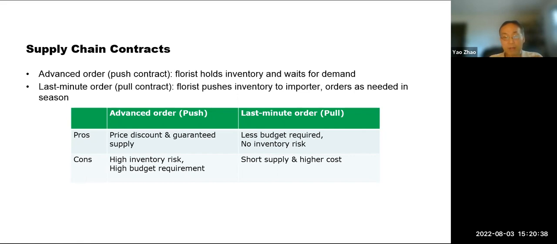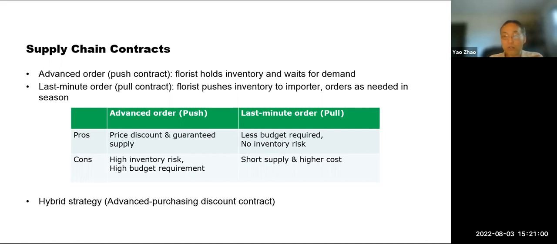The second strategy is the last minute order, or pull strategy. In this one, the florist will require less budget and there's no inventory risk. However, the florist completely gives up inventory and supply decisions to the importers. He may suffer short supply and higher cost.